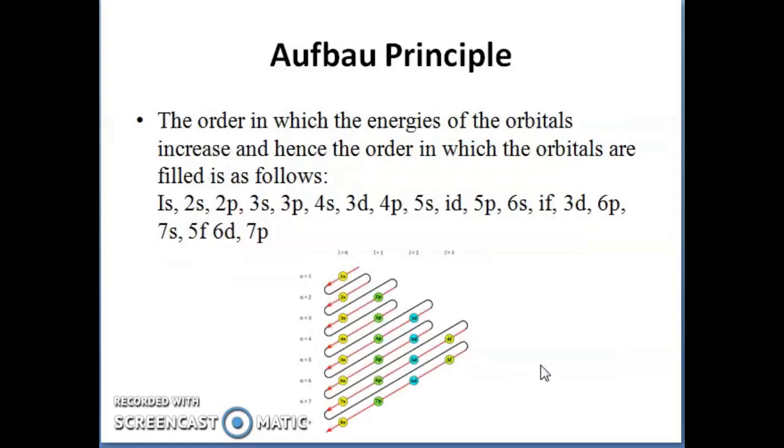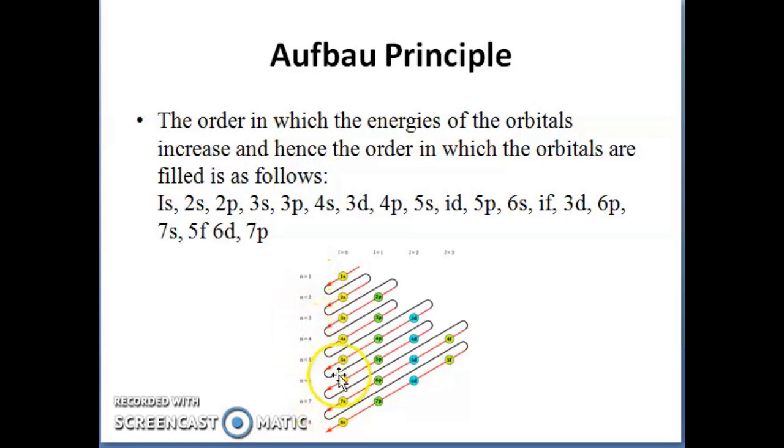So when we say the Aufbau principle, that is the order in which the energies of the orbitals will increase, and the order in which the orbitals are filled is 1s, 2s, 2p, 3s. This is the basic order which we follow in order to fill the electrons in different orbitals. Here we take n, which is nothing but the principal quantum number. Hence we go in increasing order, n equal to 1, 2, 3, 4, 5.